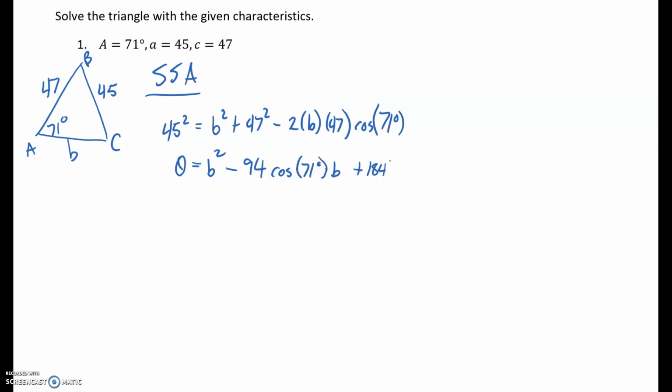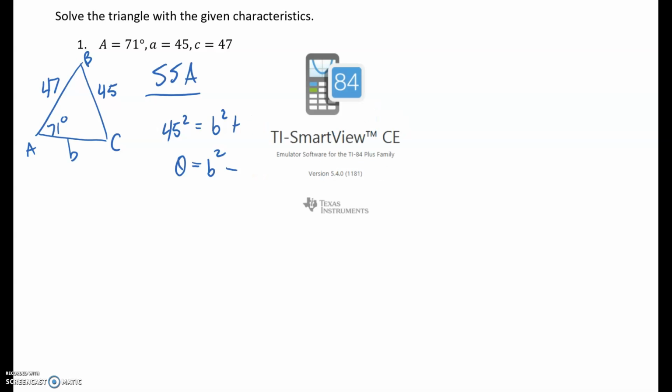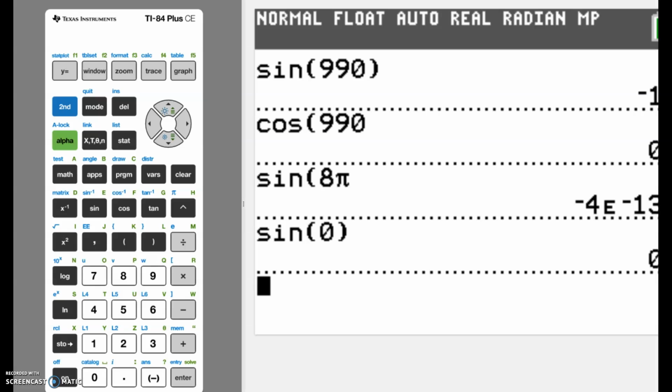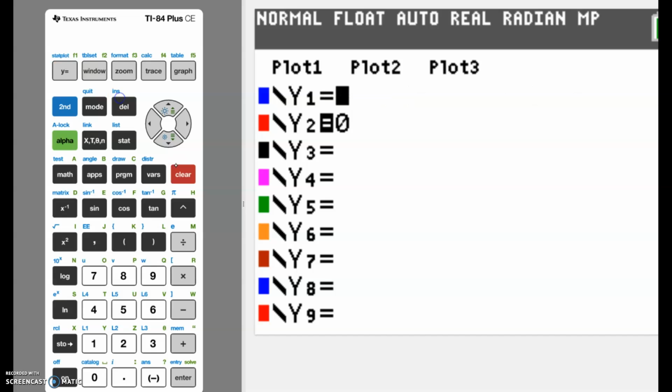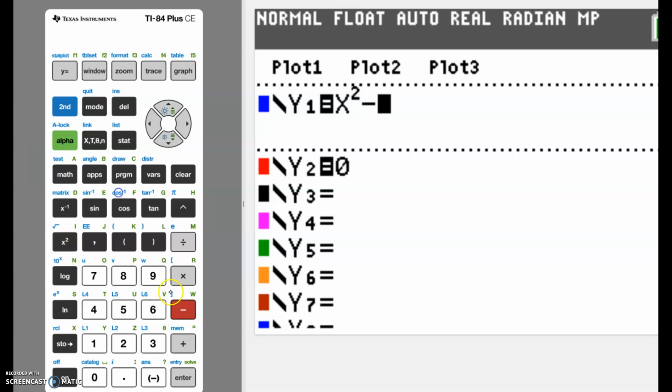I'm going to do this all on the calculator here. And so remember, none of this calculation is done by hand here. So let me open my calculator up. And I'm going to go ahead and graph this thing. Now keep in mind, this is a quadratic, so I should end up with a parabola. Okay. So let's see, get rid of that stuff here. So I have b squared, so I'll do x squared minus 94 cosine 71, close my parentheses, x plus 184.